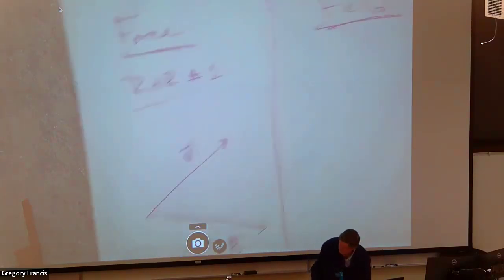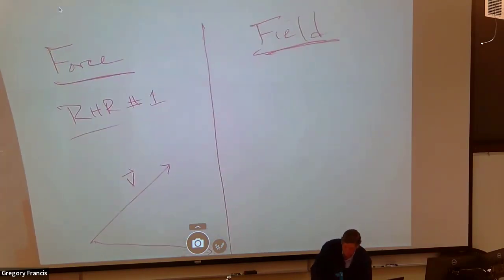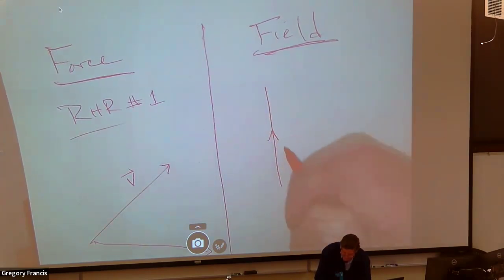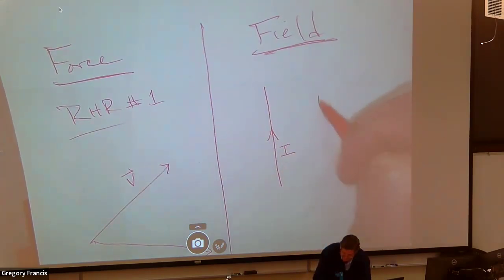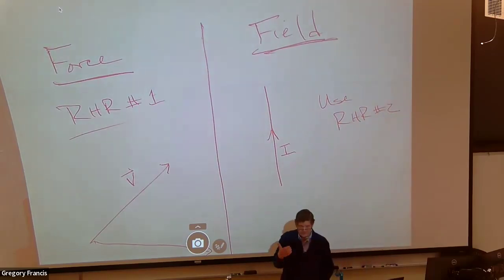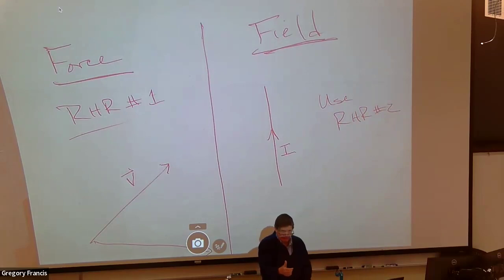Now, when it comes to the magnetic field, if we have a long straight wire carrying current, use right hand rule number 2. You've got a straight part of your hand, you've got a curved part of your hand. And you know that for a straight wire, the magnetic field is a circle around it. We just can't remember which way it goes around it. And that's why we use right hand rule number 2. It's just a memory device.